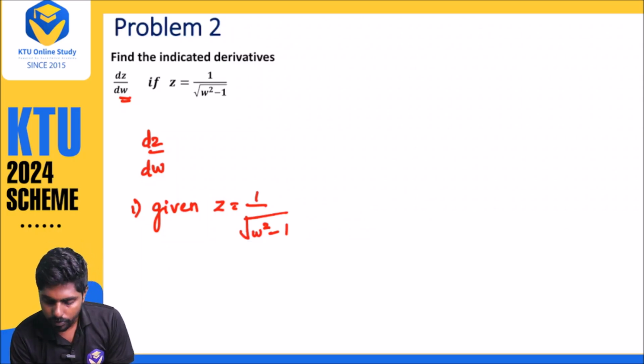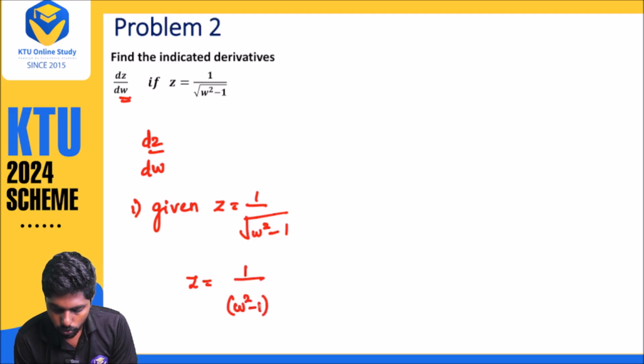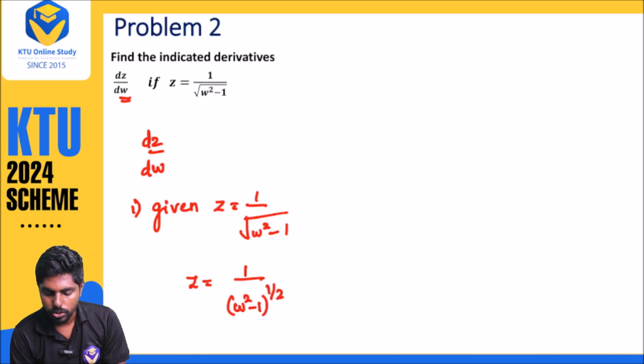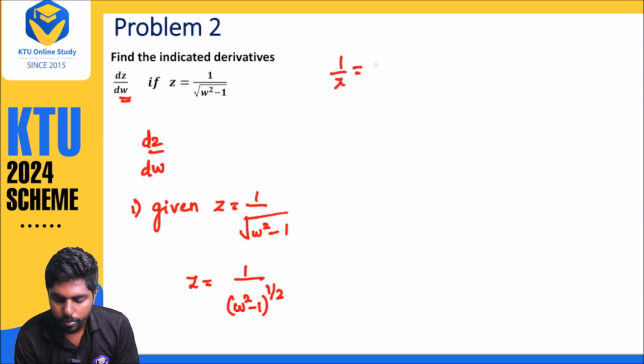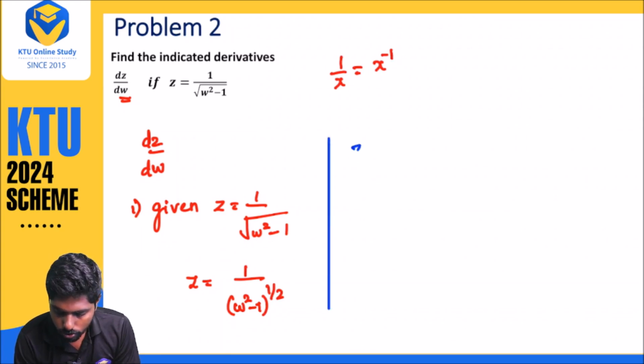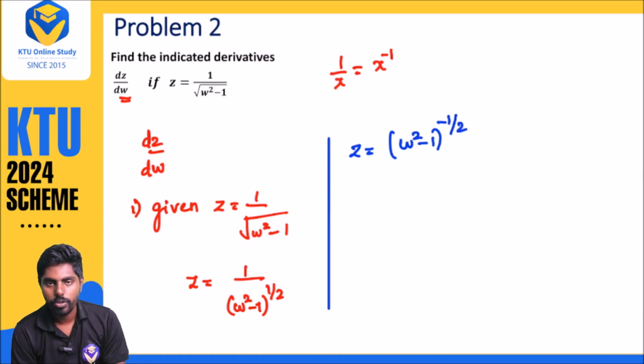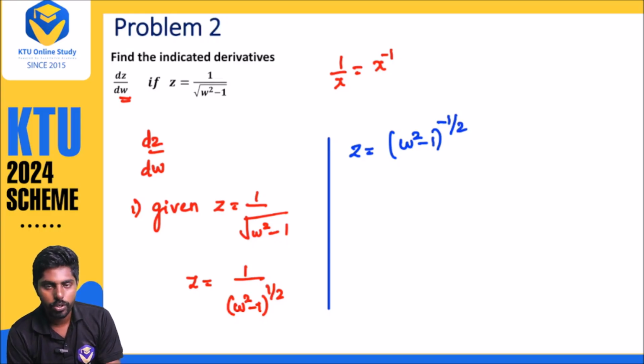So we can make it very simple for solving. How can we make it simple? I am writing z is equal to 1 divided by, and I am taking this root as the power 1 by 2, that is w square minus 1 to the power 1 by 2. 1 by x we can write as x power minus 1. Similarly, z is equal to w square minus 1 to the power minus 1 by 2. This is the way I am going to write it.